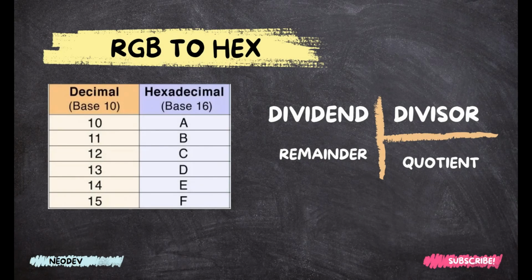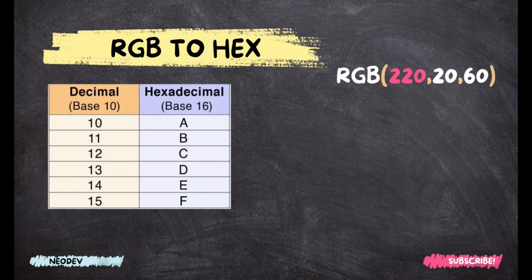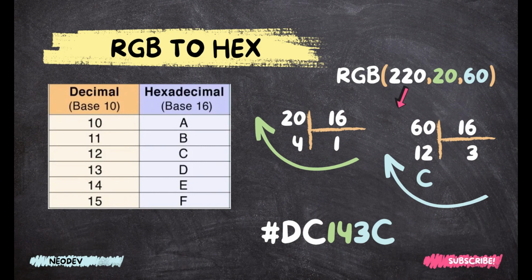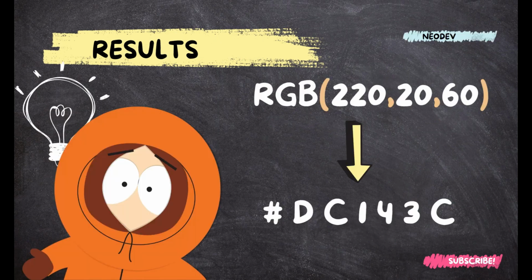The method that we're going to follow is thanks to the dividend, divisor, remainder, and quotient. So for instance, we have the RGB value 220, so we have to divide it by 16, that gives us the quotient 13, and the remainder should be 12. Those values for hexadecimal are C and D, but in the order from right to left, in this order. So we are completing our hexadecimal values. The same idea is going to apply for 20 and 60, and that's the way we get our result.